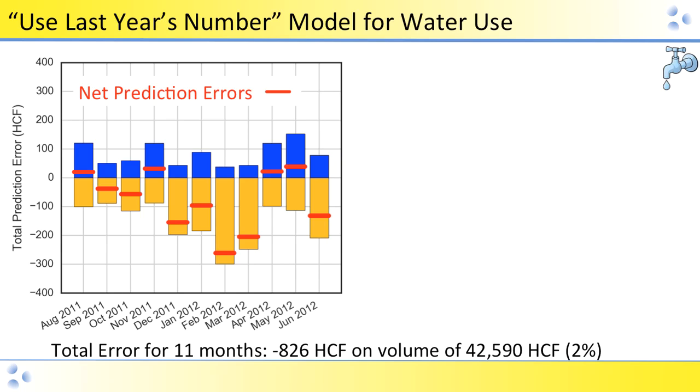And so it turns out it's only a 2% error. I'm only off by 2% of my total. My predictions are fairly close, within 2%, using this very simple last year's number model.